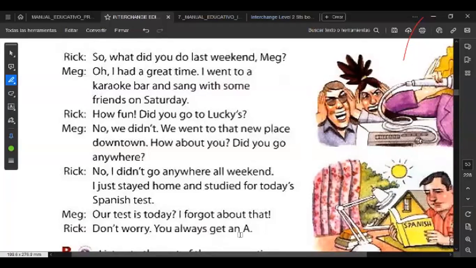Get an A. Como la T entre dos vocales, ¿verdad? Como tenemos esta T entre dos vocales, get an A, right? How about you? Esta como una R. How about you, right? I had a great time. Otra R. I had a great time. How about you? You always get an A. Okay?